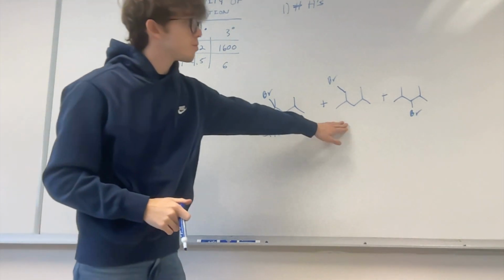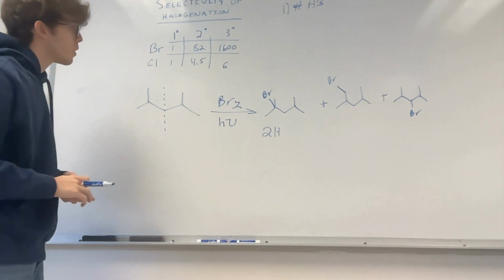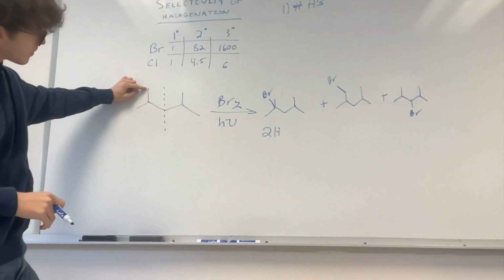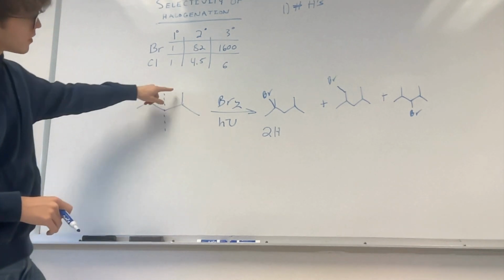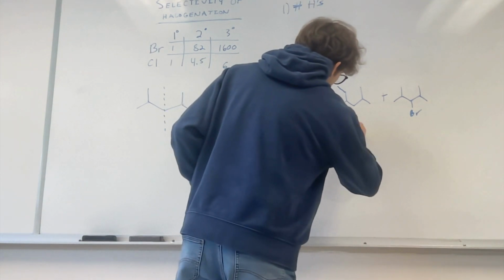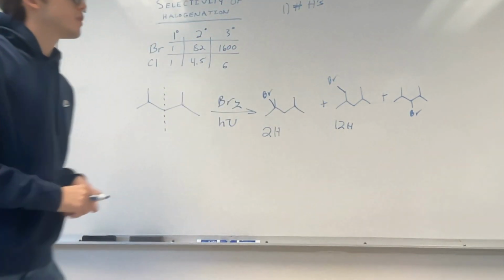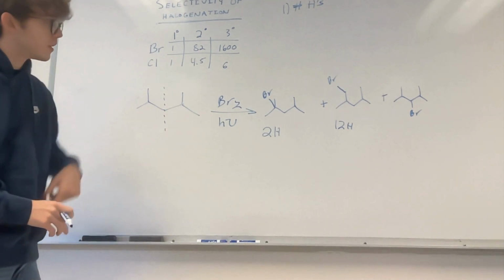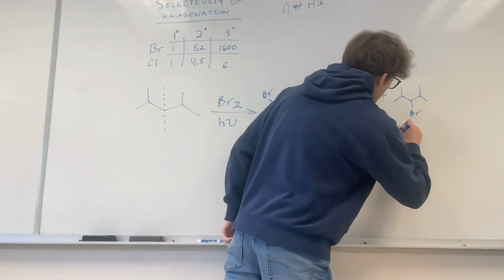Now let's go for our primary. For our primary, what would that be? Well, we have 3 hydrogens here, 3 hydrogens here, 3 there and 3 there. That gives us a total of 12 hydrogens. All right, and then we look at our secondary, and we know that there are 2 hydrogens, 1 there, 1 there. So that gives us 2 hydrogens.